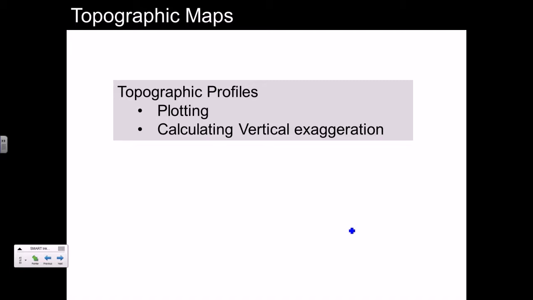Hello and welcome to a final segment on topographic maps. This will cover topographic profiles, both how to plot a topographic profile, which is actually pretty straightforward and pretty simple. And then the second step that you'll want to know about for your lab is how to calculate vertical exaggeration. Vertical exaggeration is the stretch on any topographic profile we sometimes apply to make it more visible.